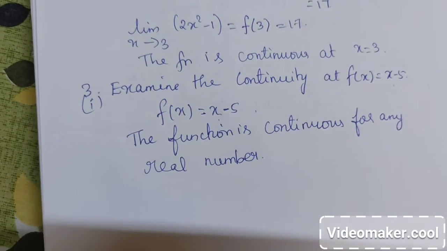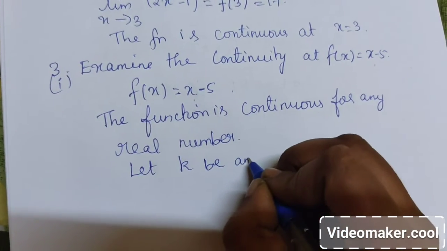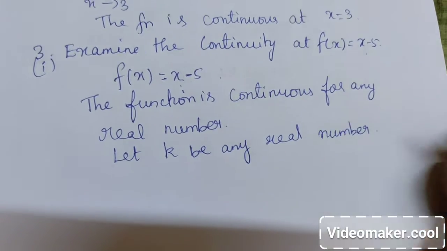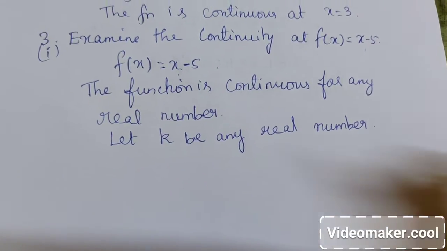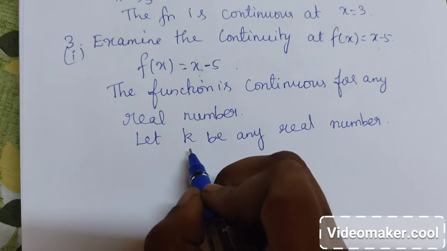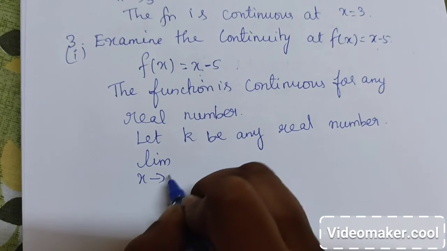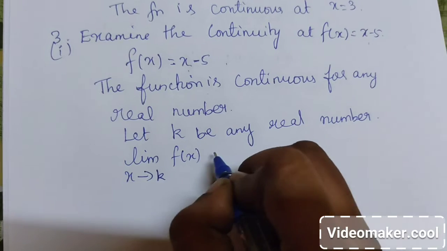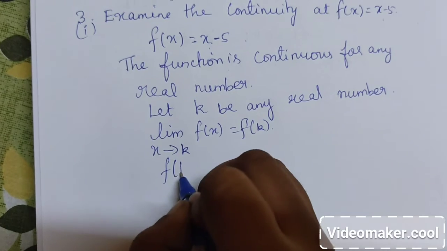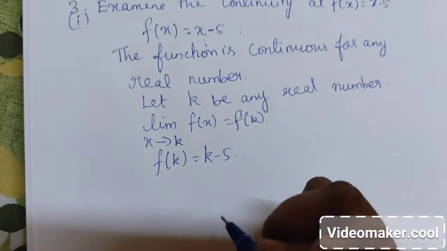So let us take a real number k. Let k be any real number. We will apply the definition of continuity for this real number. To say the function is continuous at the point k, where k is any real number, it should satisfy this definition: limit x tends to k of f of x is equal to f of k. So what about the functional value now? f of k is equal to k minus 5.